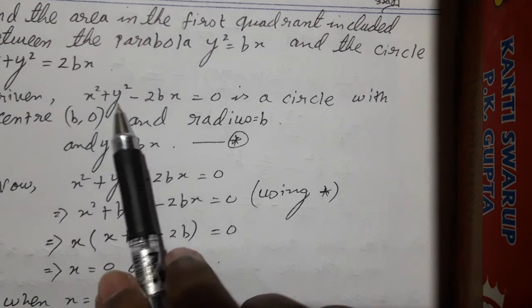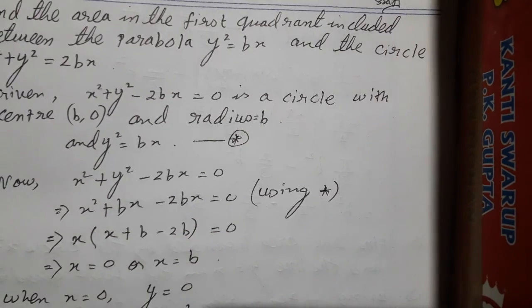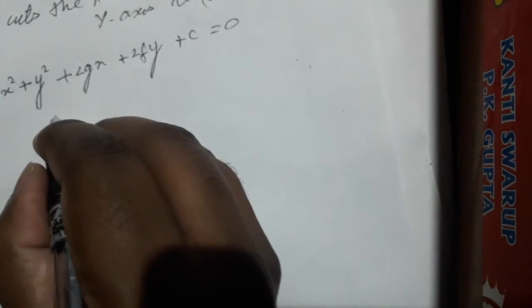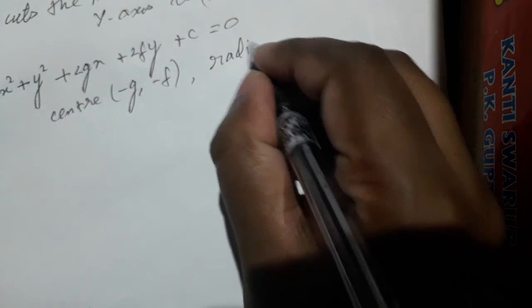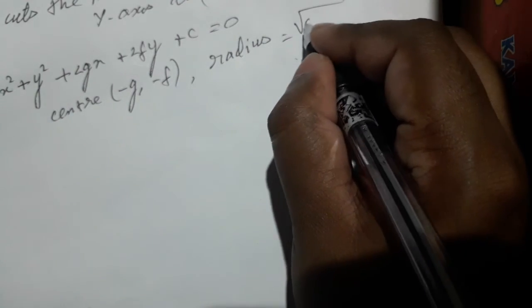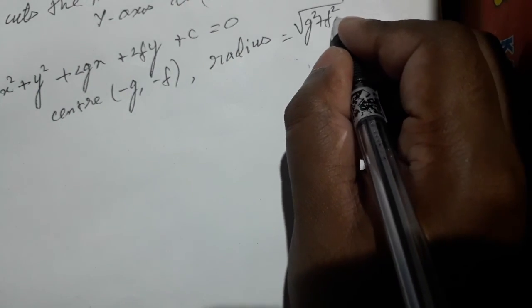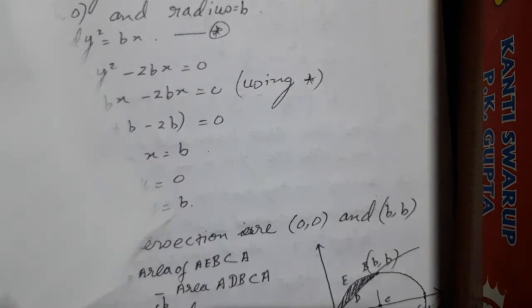So we are taking the circle. First of all, we have to find the center of the circle. So how to find the center of the circle? We have the general formula of the circle: x squared plus y squared plus 2gx plus 2fy plus c equal to 0. The center is given by (minus g, minus f), and the radius is equal to the square root of g squared plus f squared minus c.